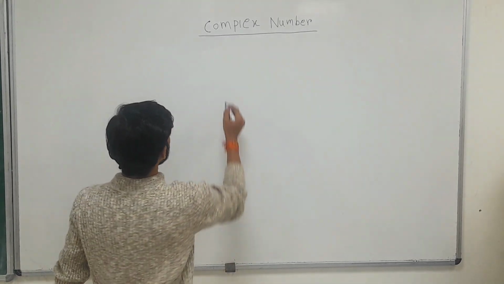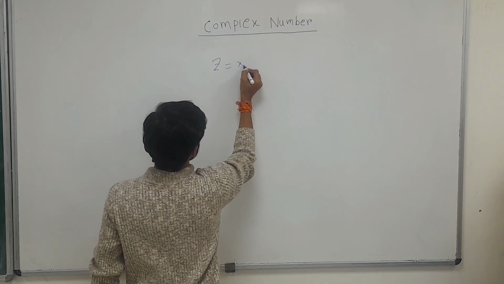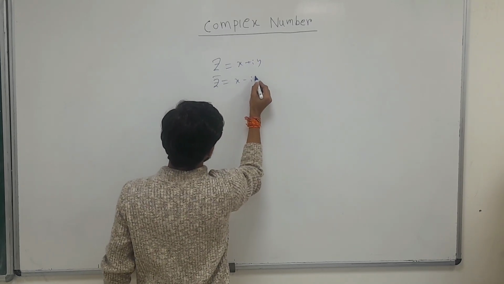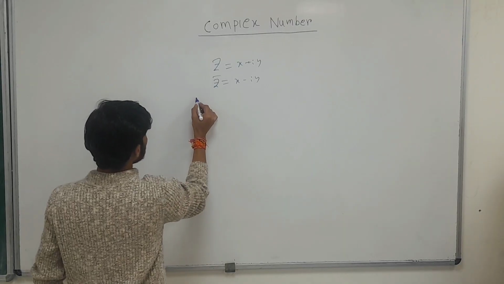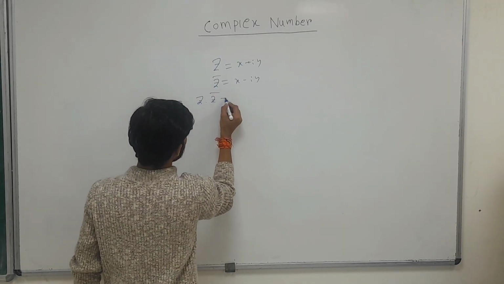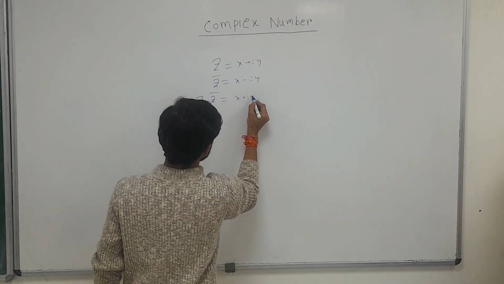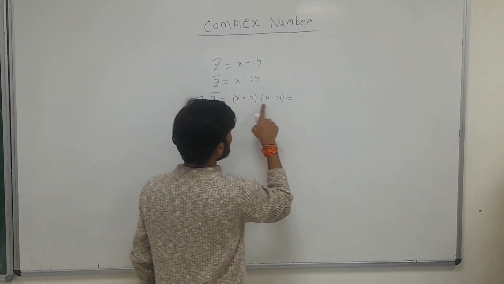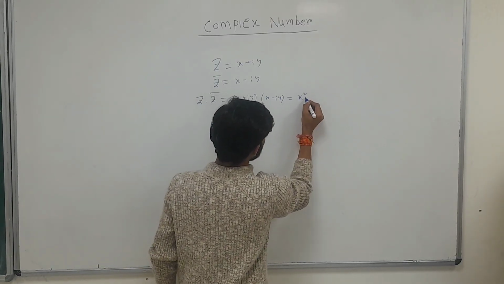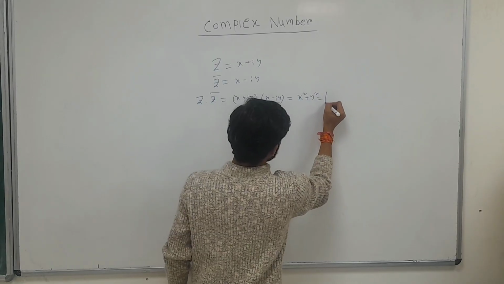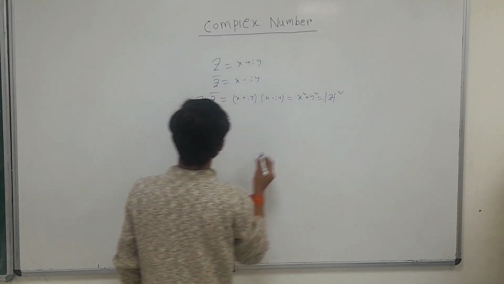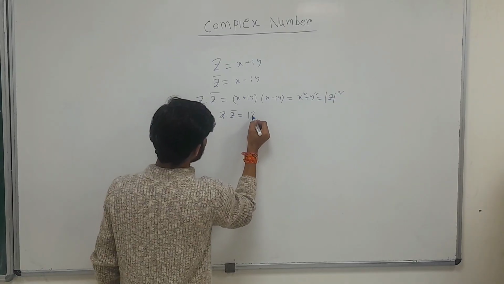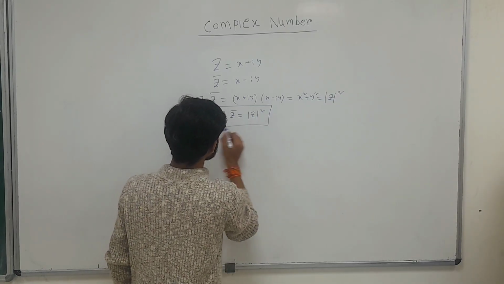Okay. So you have seen that z is equal to x plus iy and z bar is equal to x minus iy. So this is the important term. You can find z into z bar is equal to x plus iy into x minus iy. And what will this be? If you multiply these two, you will get x square plus y square, which is nothing but mod of z square. So easily you can write z into z bar as mod of z square.